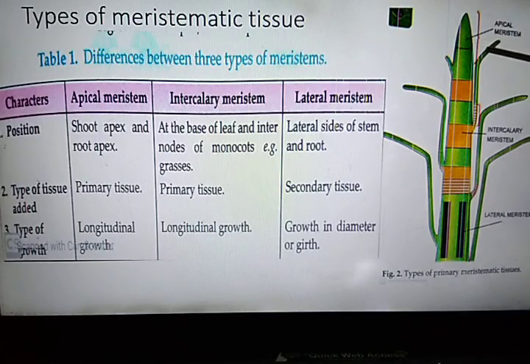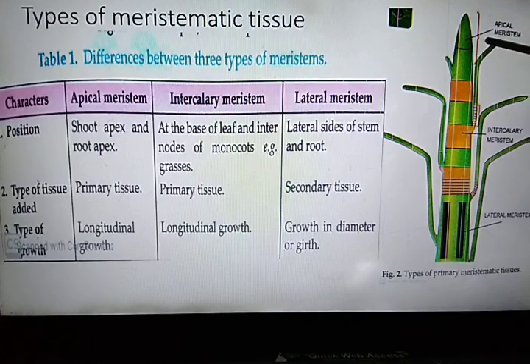And what is the function of this apical meristem? It increases the length of the stem and root, or you can say it helps in the elongation of stem and root, which results in increase in the height of the plant. This type of growth, the increase in height of the plant, is known as primary growth.